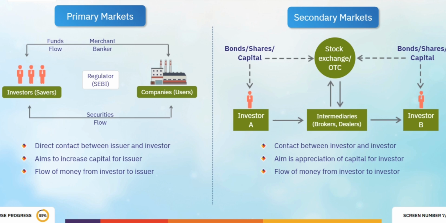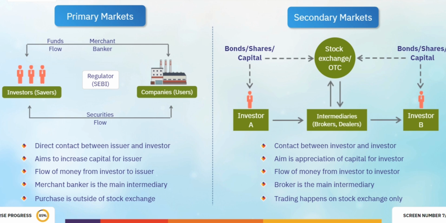Difference 3. In primary markets the flow of money is from investor to issuer, while in secondary markets the flow of money is from investor to investor. Difference 4. In primary markets the merchant banker is the main intermediary, while in secondary markets the broker is the main intermediary. Difference 5. In primary markets, purchase is outside of stock exchange, while in secondary markets, trading happens on stock exchange only. Please note, this being a capital markets dealers module, we will be conducting our discussions going forward based solely on the secondary market.